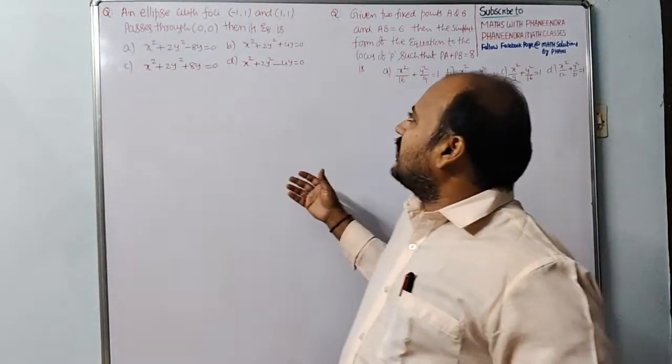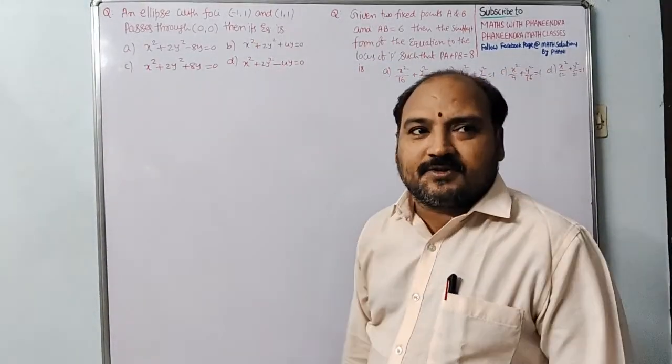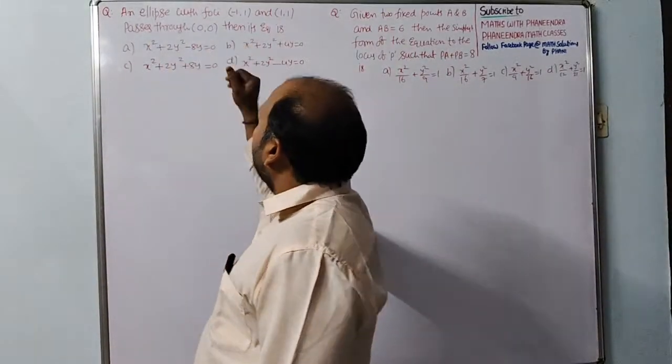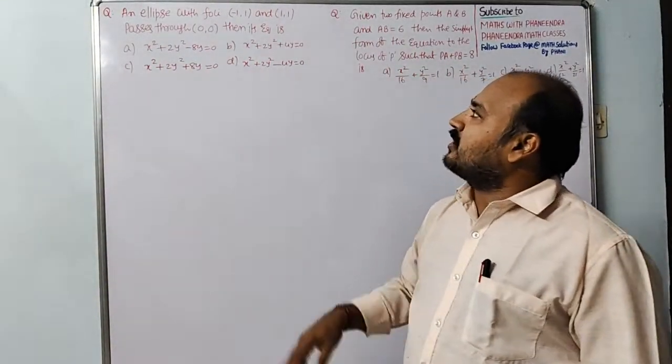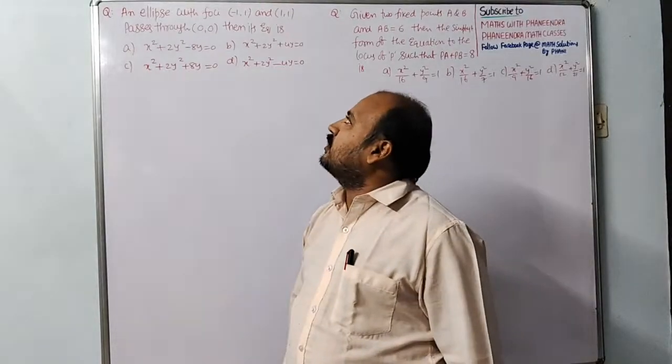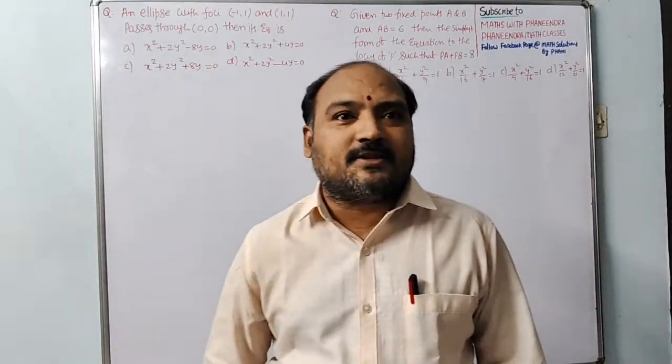Okay, dear students, let us have a discussion. The question from ellipse: an ellipse with foci (-1, 1) and (1, 1) passes through the point (0, 0). Then its equation is.